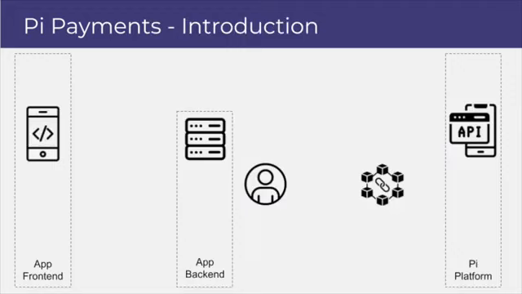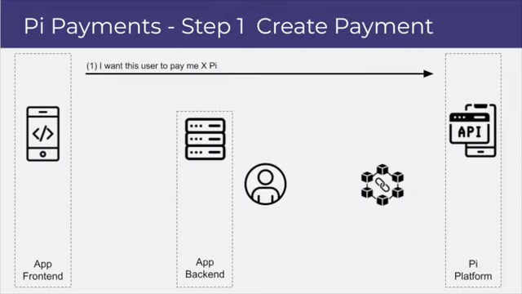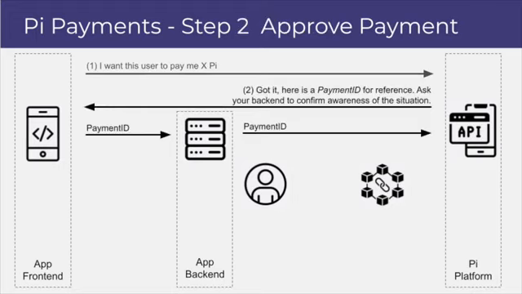So all of our involved parties are shown here again in a fancy, more organized way. And step 1 is creating a payment, and that is done from the app's front end by the app front end calling a local method that doesn't even need to involve the backend to let the Pi platform know that this user needs to pay X Pi for something that they are trying to buy. So next, the Pi platform responds saying, yep, I'm aware of what's going on. Here's a payment ID, and that payment ID will be the reference to this payment for the rest of the entire process.